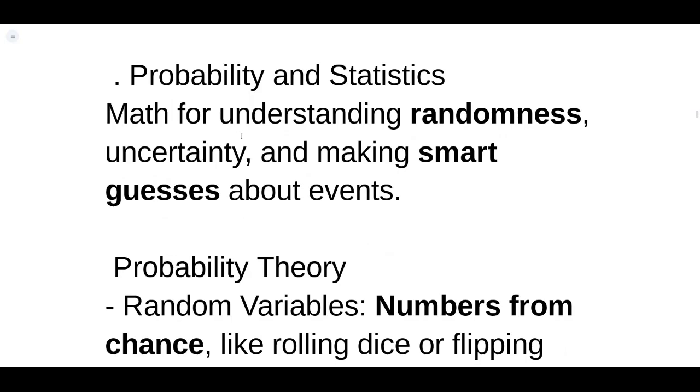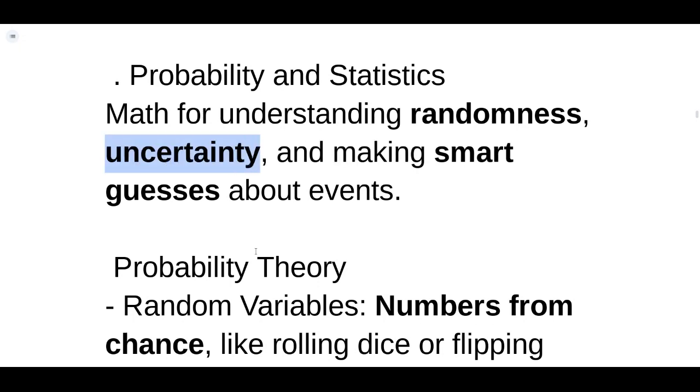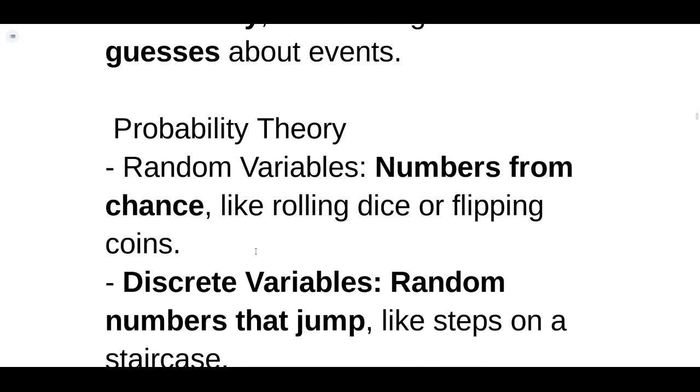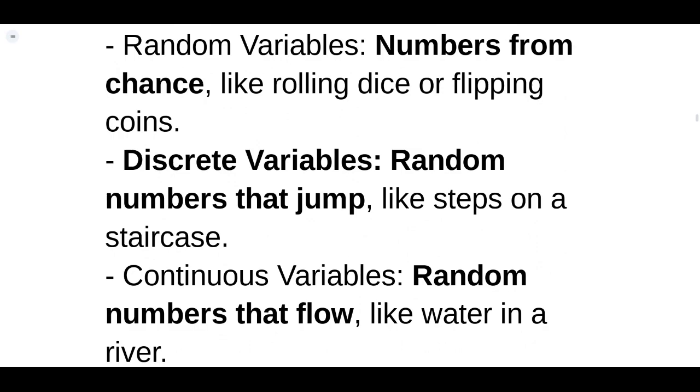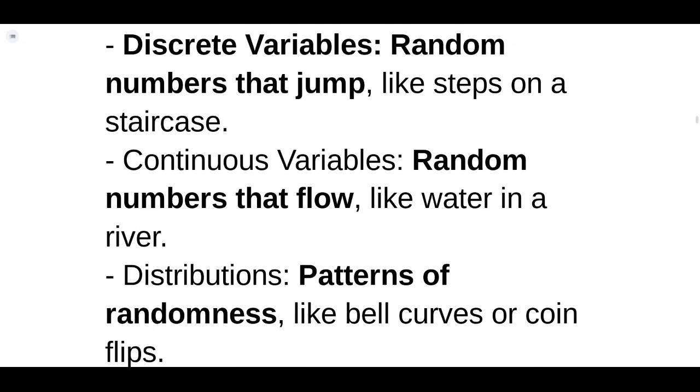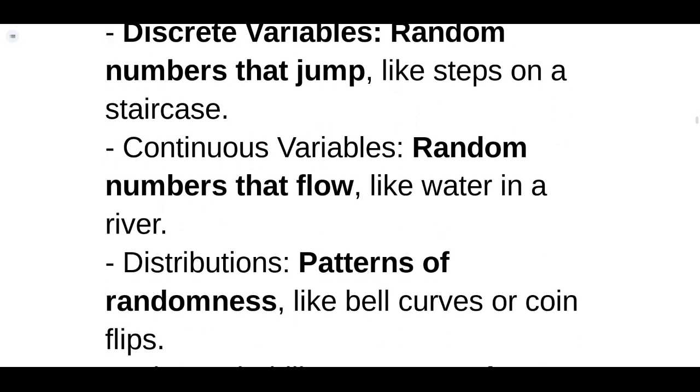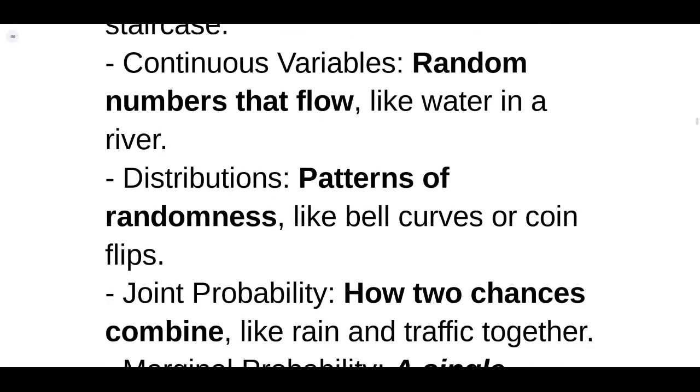Now, probability and statistics, mathematics for understanding randomness, uncertainty, and making smart guesses. So, probability theory, random variables, numbers from chance. Discrete variables, random numbers that jump. Continuous variables, random numbers that flow. Distributions, patterns of randomness.